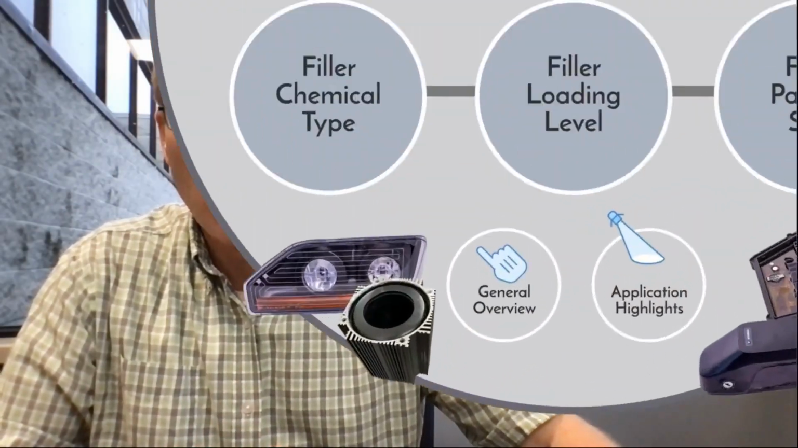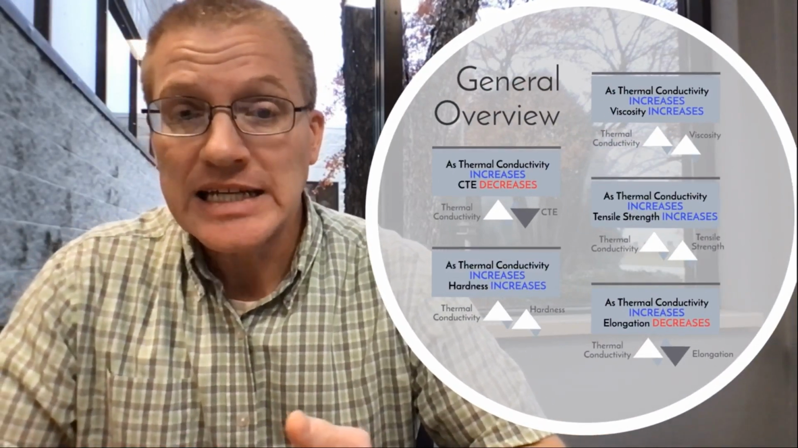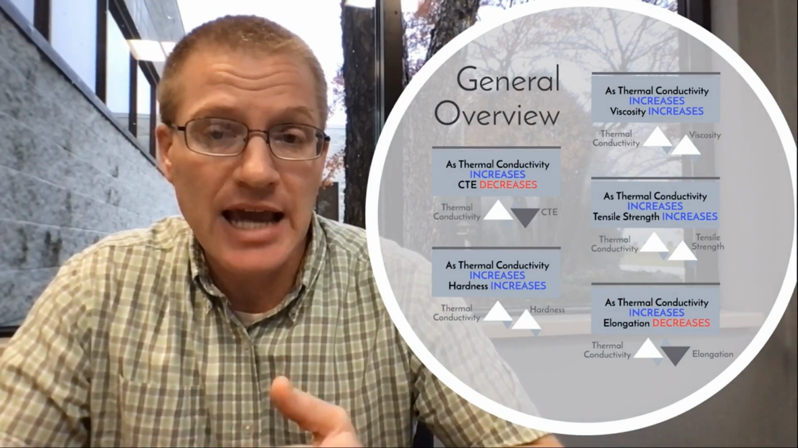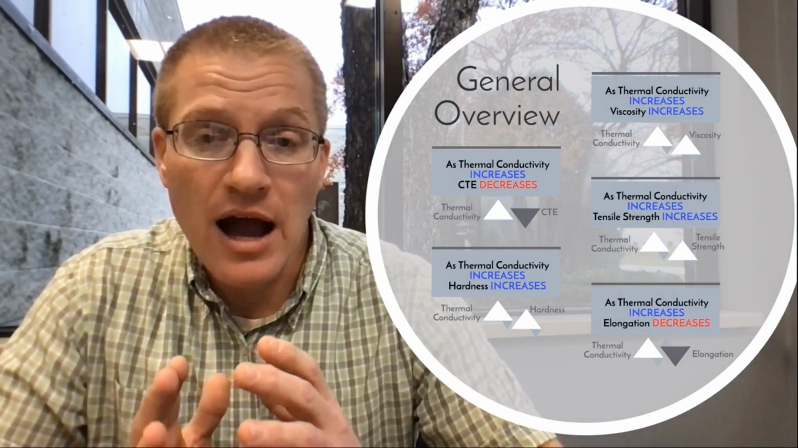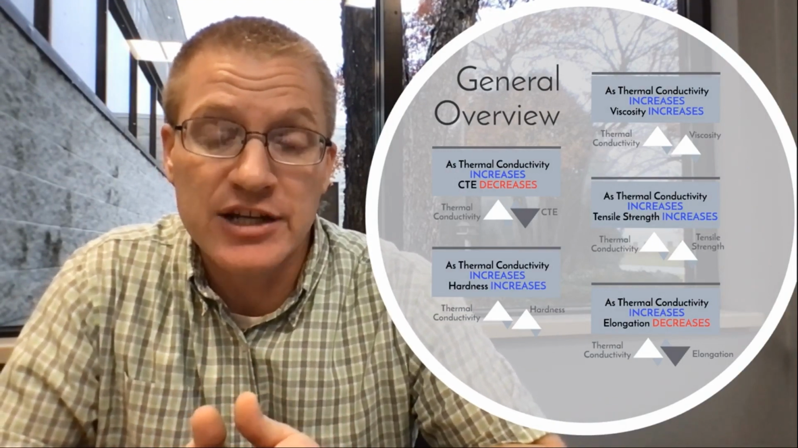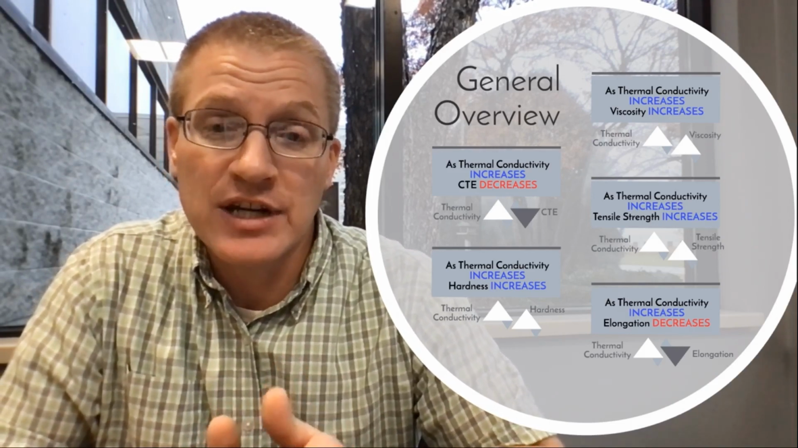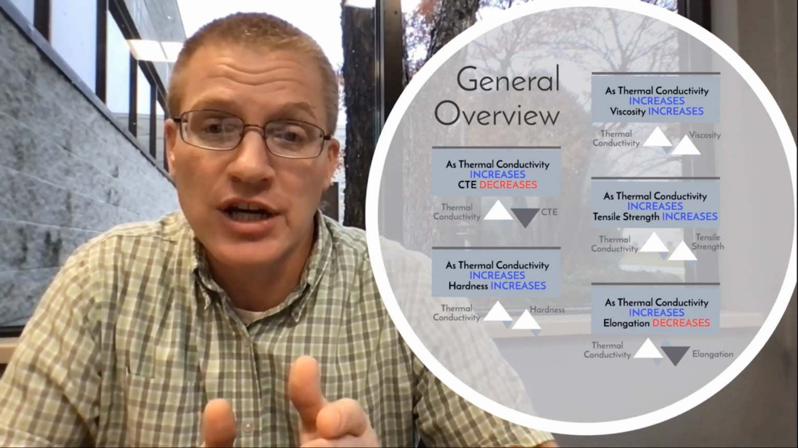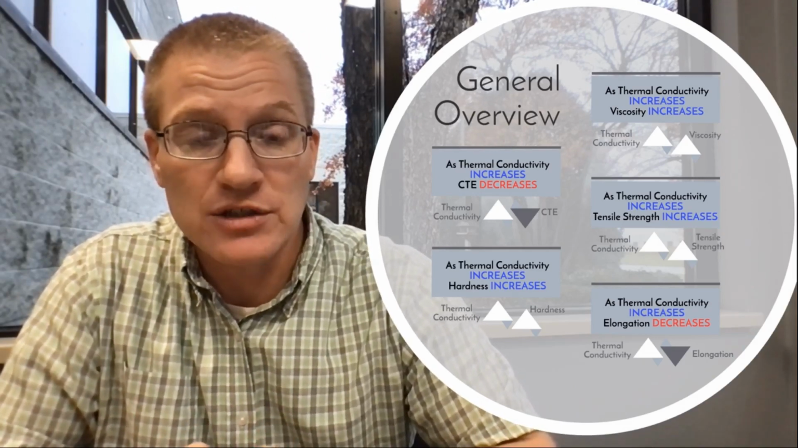So, for example, I want to say ultimately that as thermal conductivity increases, CTE is going to decrease. And again, this is because we have higher amounts of mineral in the particular polymer material. As you increase the amount of filler to increase thermal conductivity, you're going to get a greater and greater influence of the mineral on the coefficient of thermal expansion, all right?